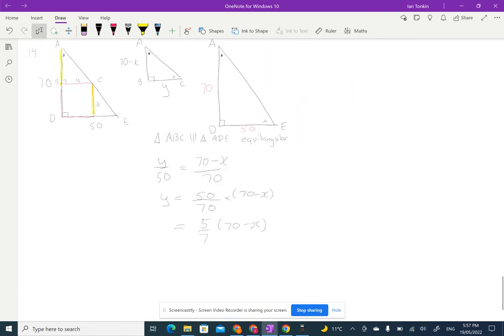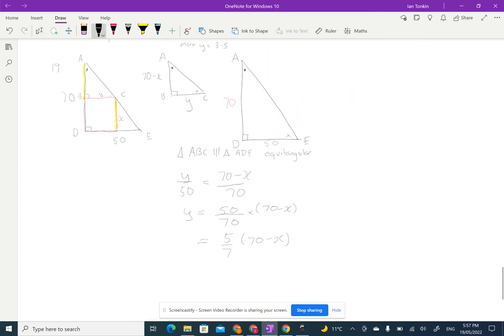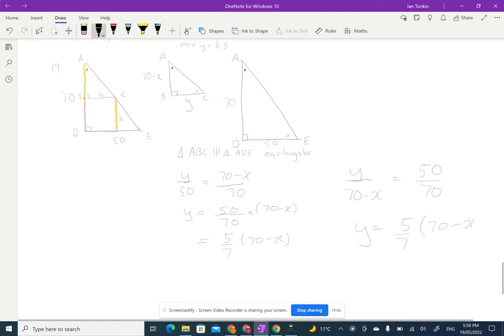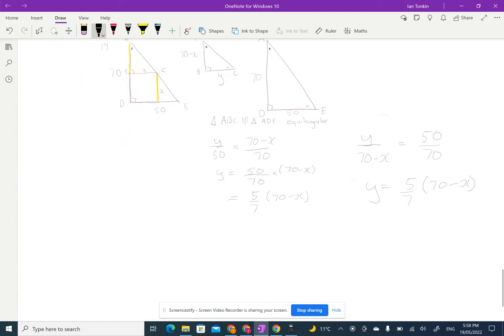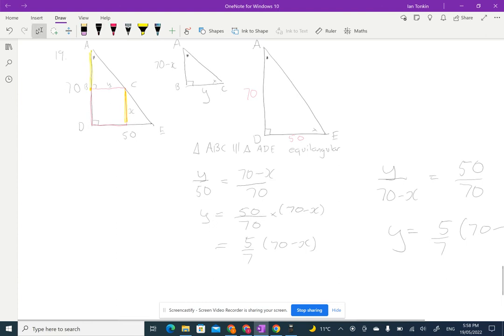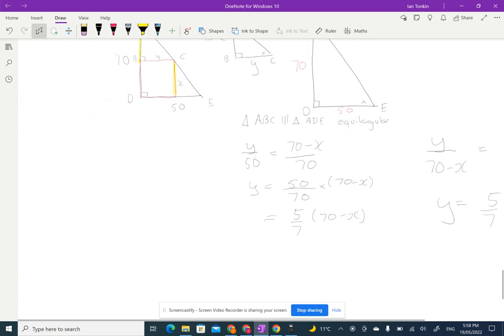You could have also said, and that's what I said in the photo, that because the two sides are in ratio, y to 70 on x minus x equals 50 on 70, and then multiply it over and you get the same thing. 5 on 7, 70 minus x. Now, once you know that, it becomes rather easy.